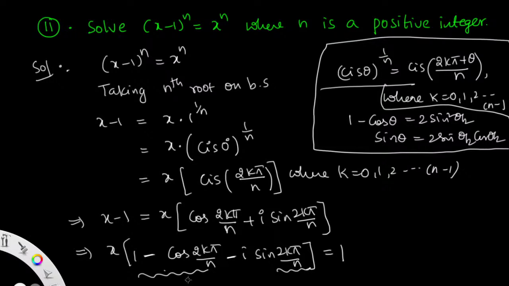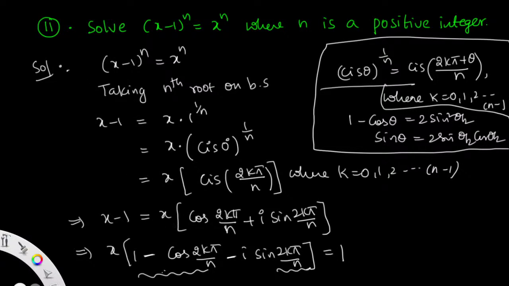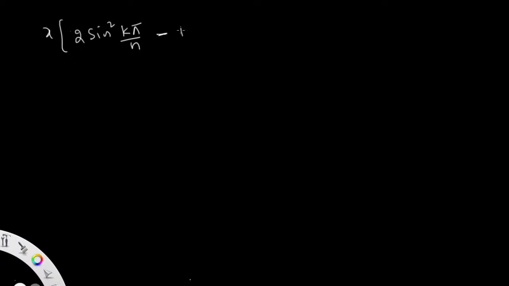So I am writing on the next page: x into (1 minus cos 2k pi by n), that is 2 sin square of k pi by n, with the 2 cancelling, minus I times sin 2k pi by n, the minus is already there. So we can write sin 2k pi by n as I into 2 sin k pi by n into cos k pi by n, equal to 1, that is x.